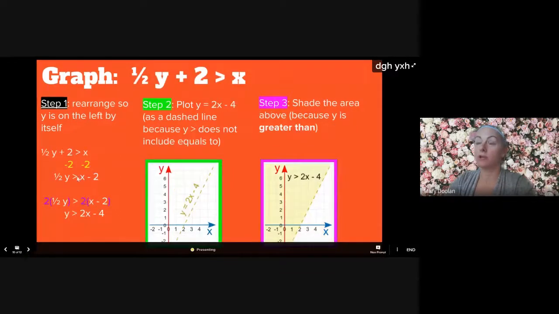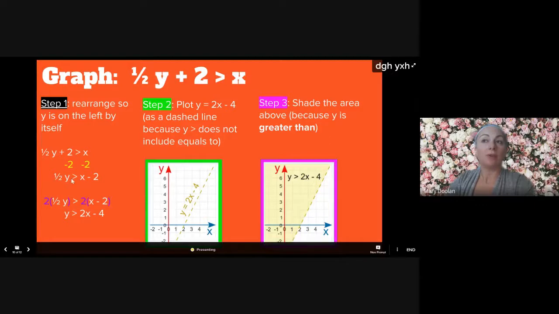One more example, and then you're going to try this. Graph 1/2 y plus 2 is greater than x. Step 1, we have to rearrange it so y is on the left by itself. So this time, it looks like y is in the correct location, x is in the correct location, but 2 is in the wrong location. So I'm going to add 2 to both sides. That then puts all the pieces in the right spot. Y term, inequality, x term, constant.